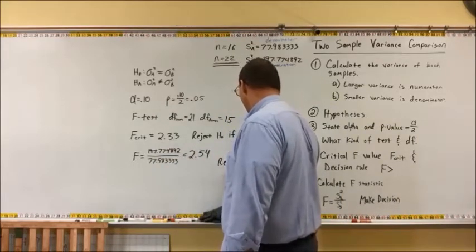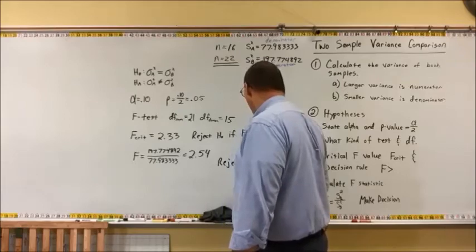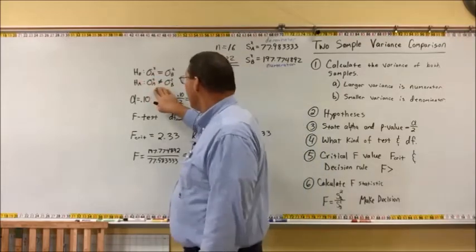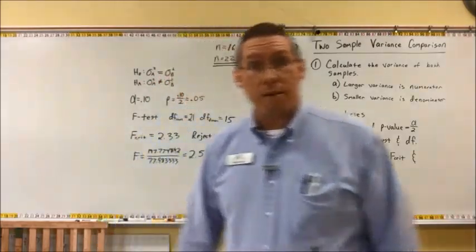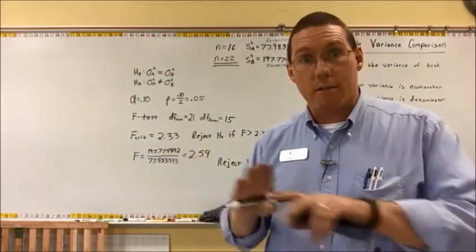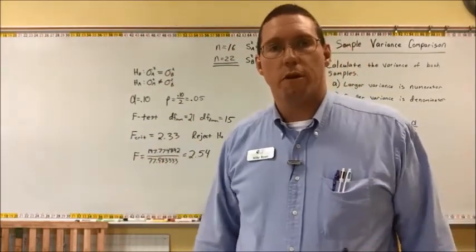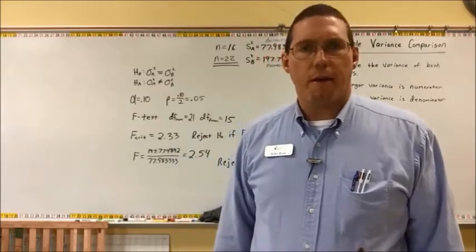reject H sub O. What does rejecting H sub O mean? It means that we have statistical evidence that supports the idea that the variances are very different. And that's what we're looking for. Okay? Let's do another example.